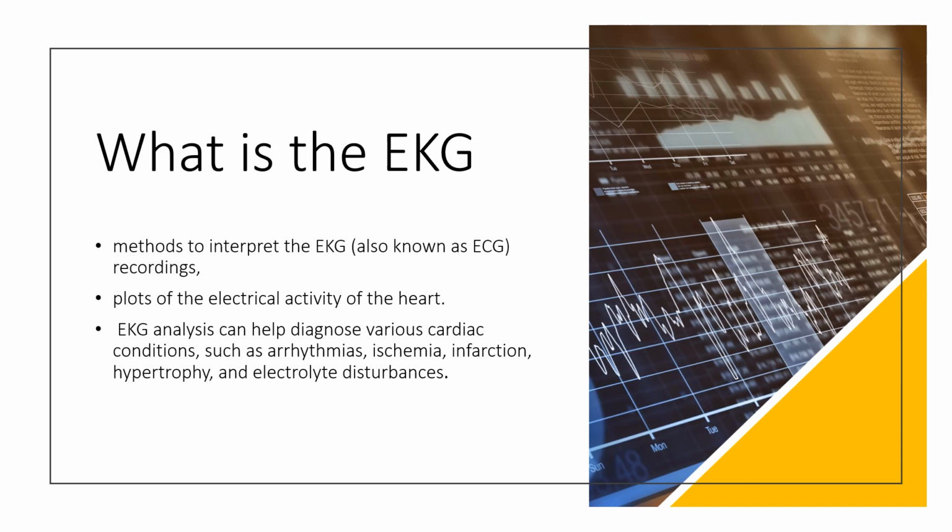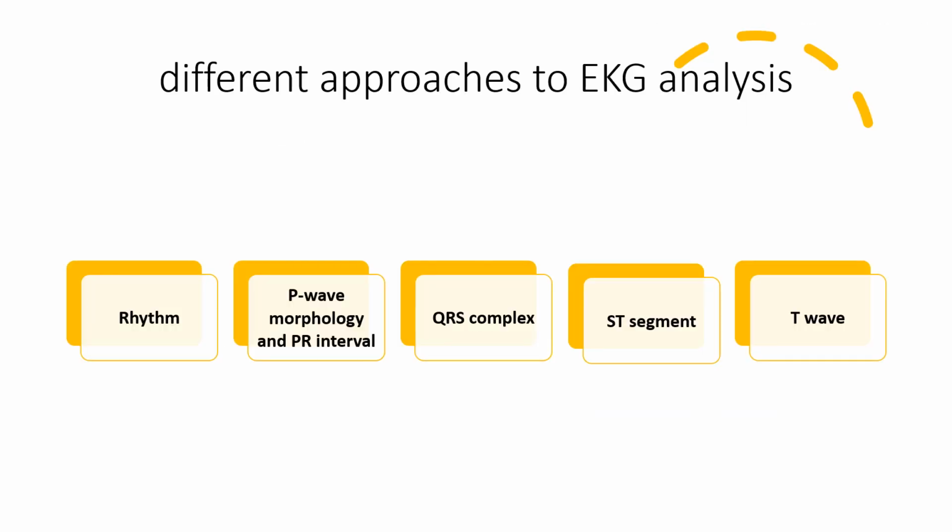EKG analysis can help diagnose various cardiac conditions such as arrhythmia, ischemia, infarction, hypertrophy, and electrolyte disturbances. There are different approaches to EKG analysis, but a common one is to follow a systematic checklist that covers the following aspects: rhythm, P-wave morphology and PR interval, QRS complex, ST segment, T-wave.